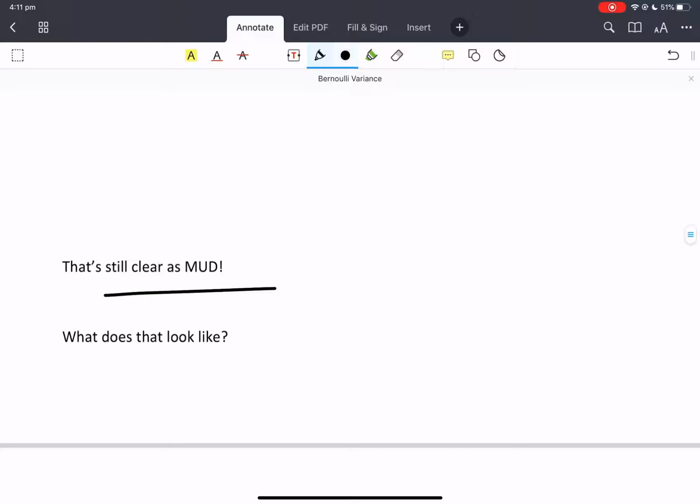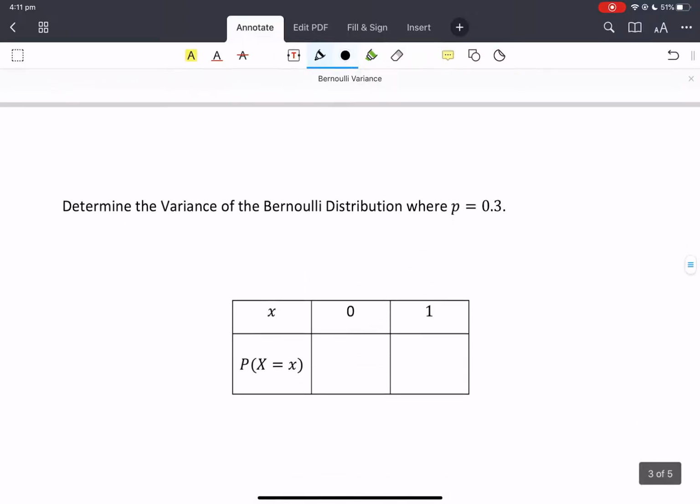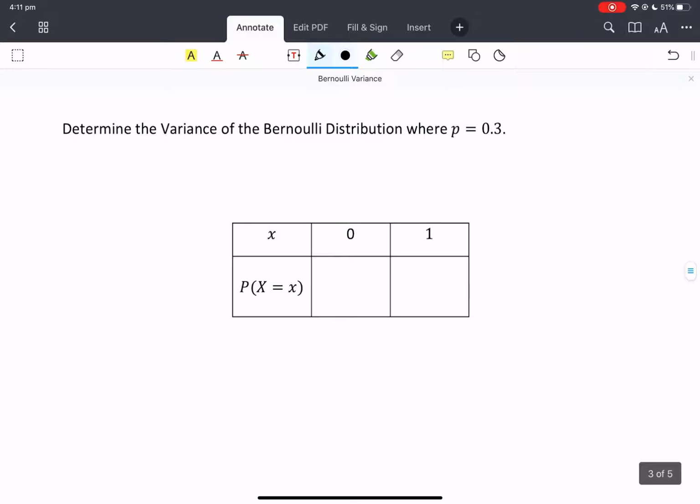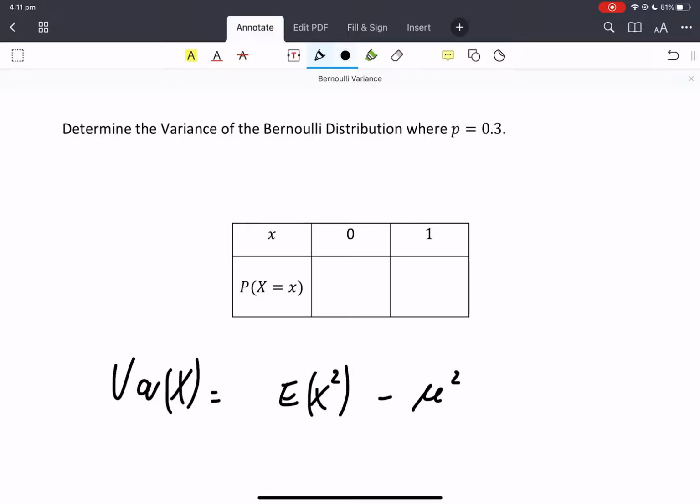Is that still clear as mud? What does that look like in a question? How am I going to do this in the test? Determine the variance of a Bernoulli distribution where p equals 0.3. Let's go the hard way to show that we know what we're doing. The variance of x will be E of x squared minus mu squared. Let's jam it in here. Let's do E of x first. So p goes in here, 0.3, and 1 minus p, or q, goes in there.